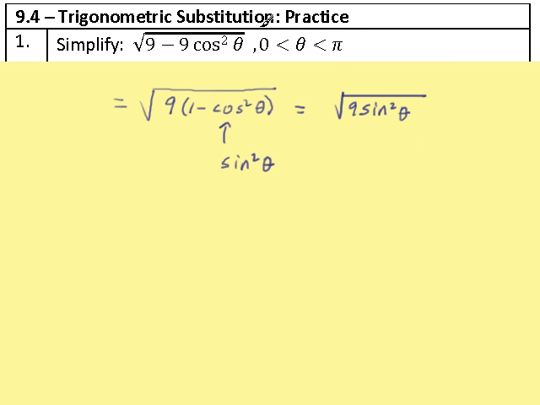And now in this range, 9 sine squared theta is positive, so we can simply pop off this square root, and this is equal to 3 sine theta. This is the type of manipulation that we do, or simplification that we do, when we do one of our trig substitutions. So this is typical.